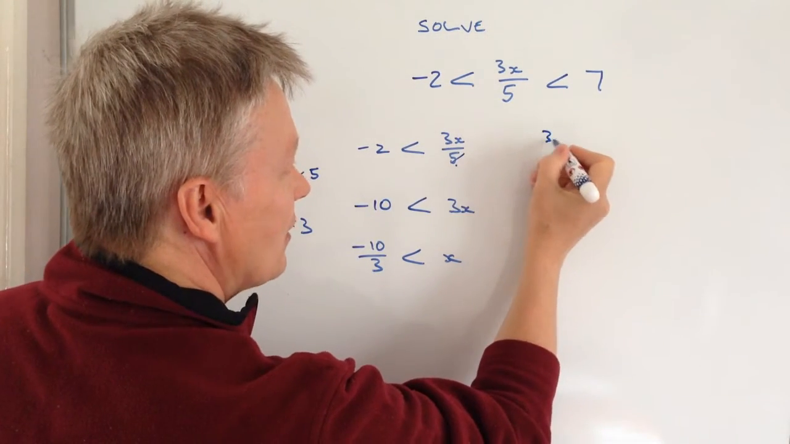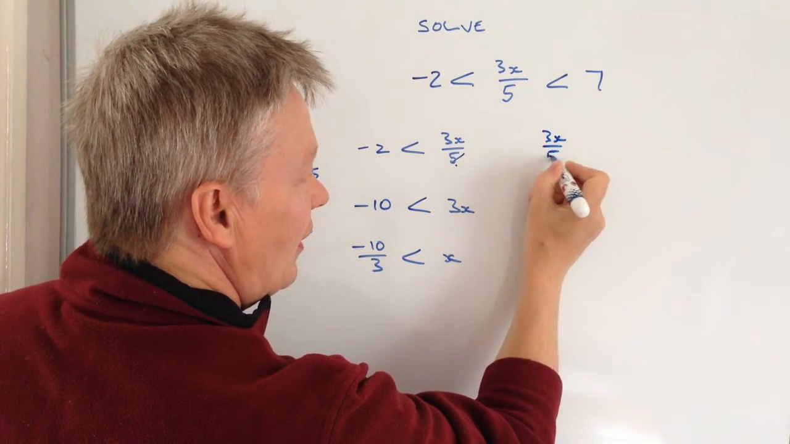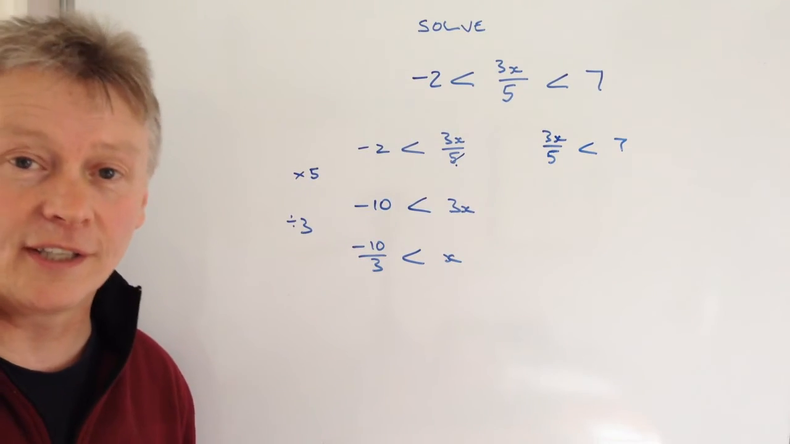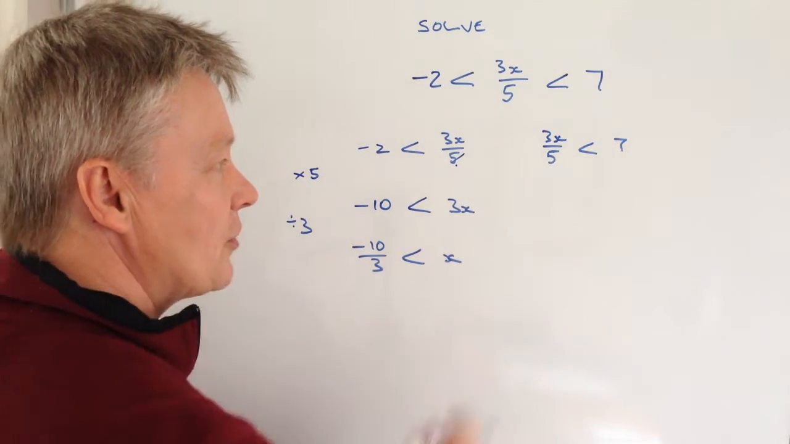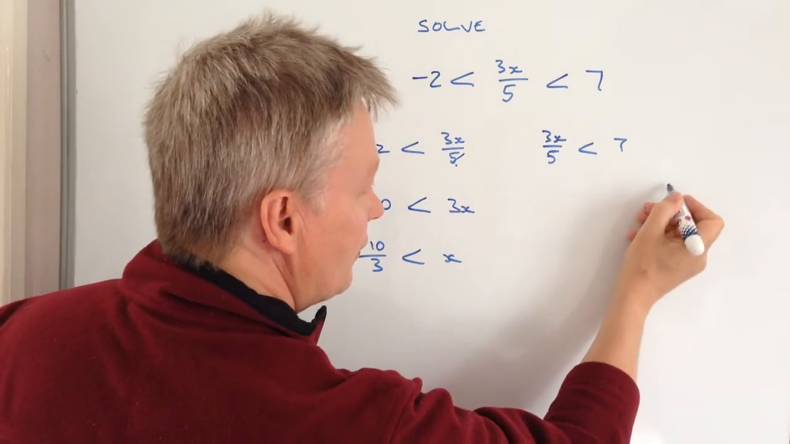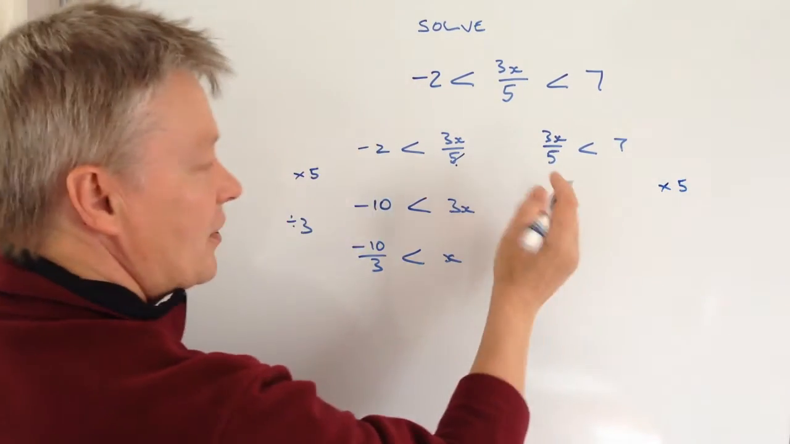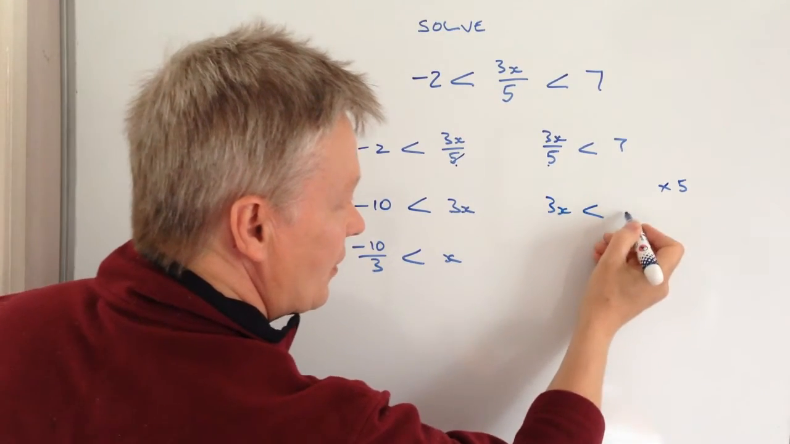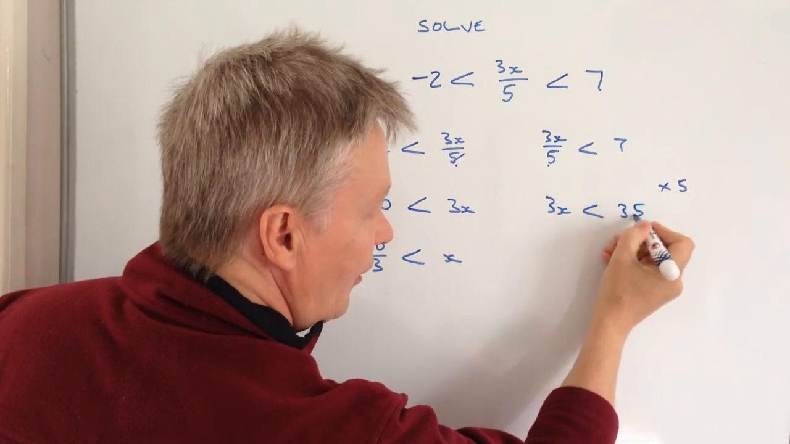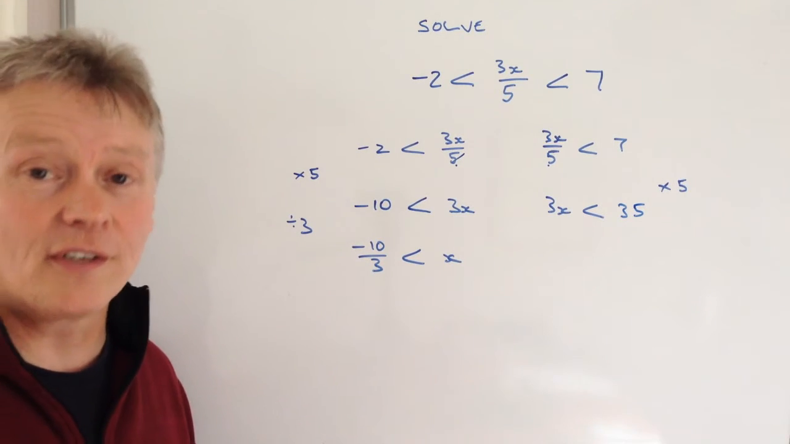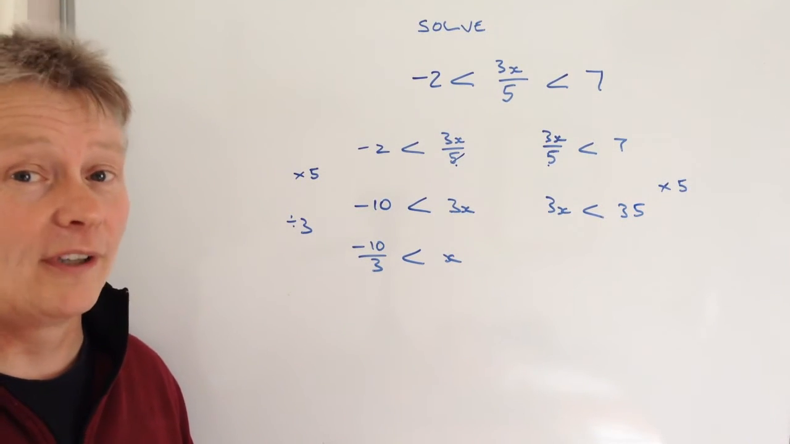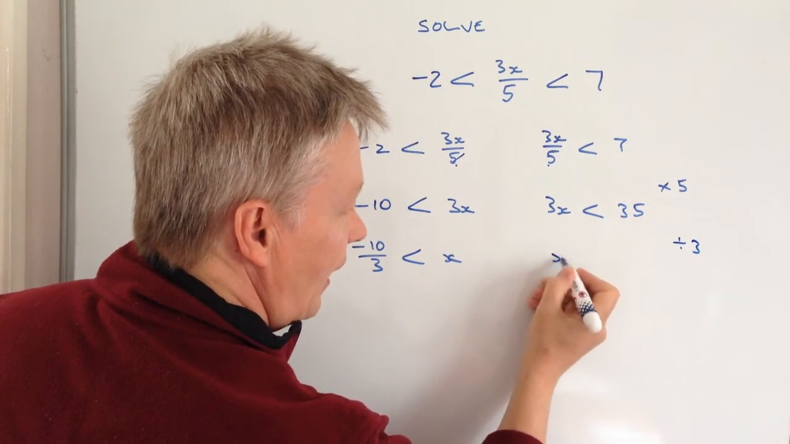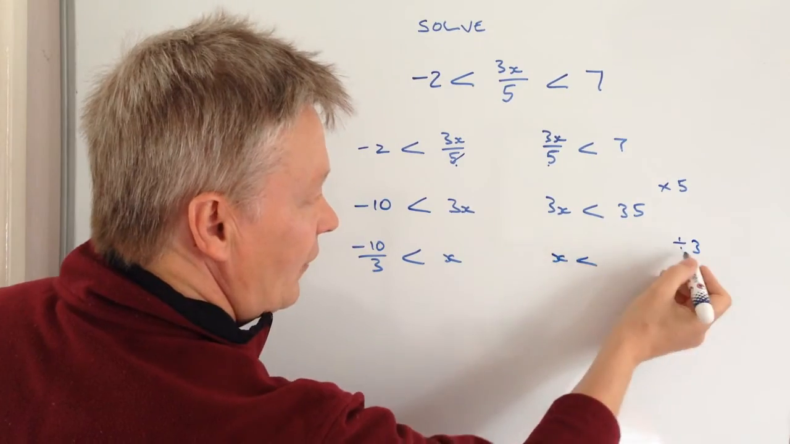So I can write that as 3x over 5, and that's less than 7. Well, again, I'm going to treat it in the same way as a linear equation. I'm going to multiply both sides through by 5, because if I do that I get rid of this denominator. And on the left hand side then I get 3x is less than 7 times 5 is 35. So I've got 3 lots of x is 35. I want to get 1 lot of x, so I'm just again going to divide through by 3, and I get x is less than 35 divided by 3.